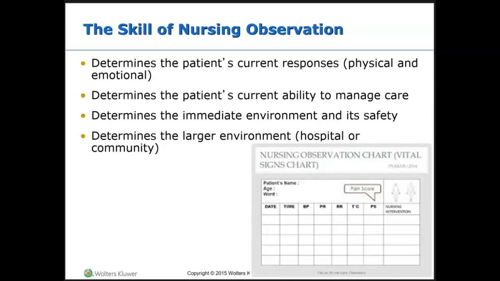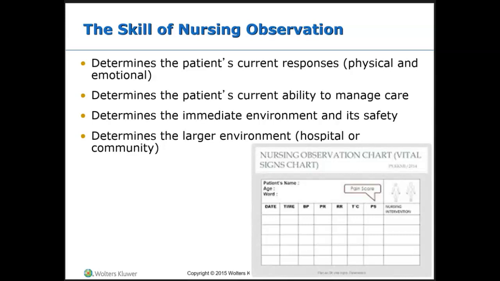You're determining your patient's current ability to manage their own care, right? Because that will help guide you on whether at discharge, they're going to be able to go home. They're going to need to go to a SNF, what that looks like, right? You're determining the immediate environment and the patient's safety, right? We're always looking at how to be a safe, competent nurse.